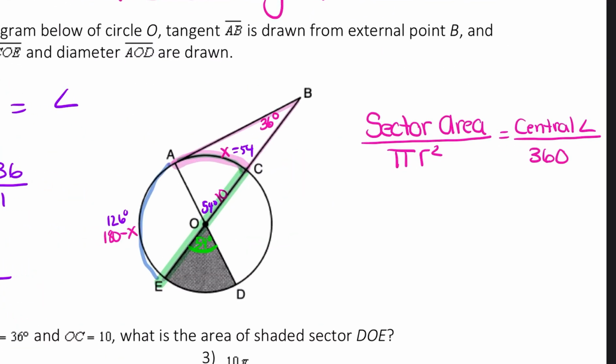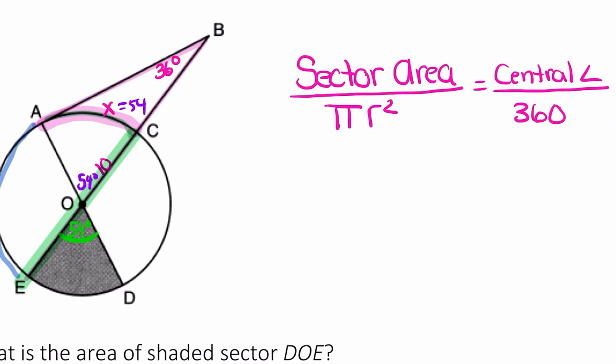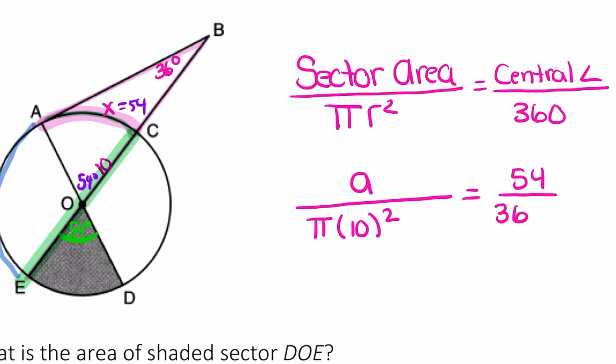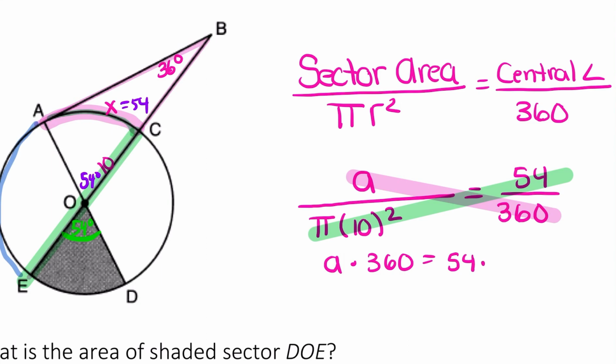Now I'm going to plug it in. So now I can go to the second part. They want sector area. I'm going to call that A for area since we already used X in this problem, but you can use X again. Pi, my radius is 10 squared equals 54 is my central angle out of 360 degrees. If I cross multiply, I get A times 360. And if I cross multiply the other way, I get 54 times pi r squared, or pi 10 squared. So 54 times pi 10 squared.